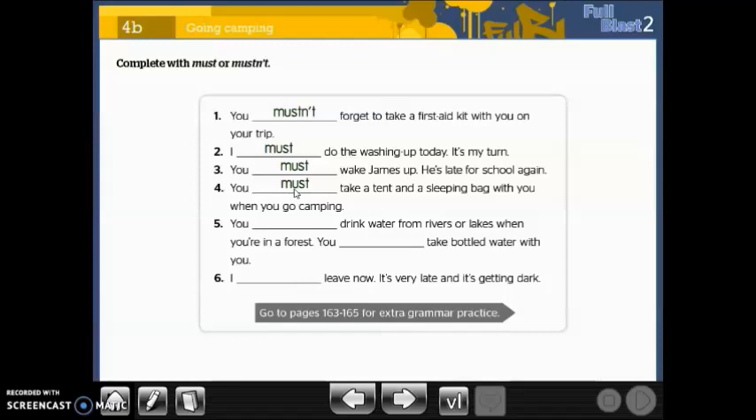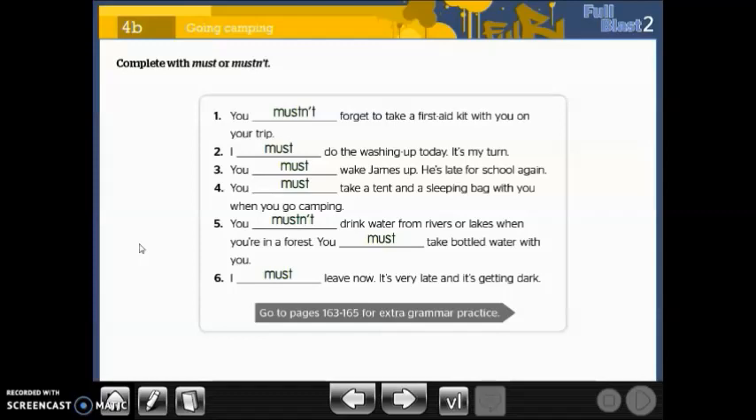Number 5. You blank drink water from rivers or lakes when you are in a forest. You mustn't, because water may be polluted. You blank take bottled water with you. You must take bottled water with you. I blank leave now. It's very late and it's getting dark. I must. All students do this exercise in your student's book.